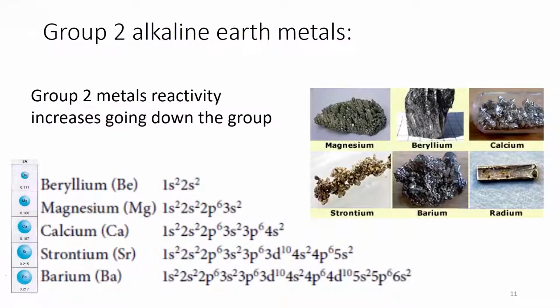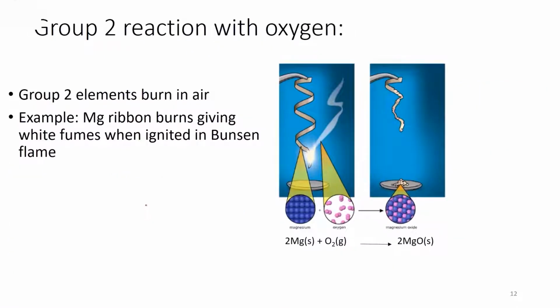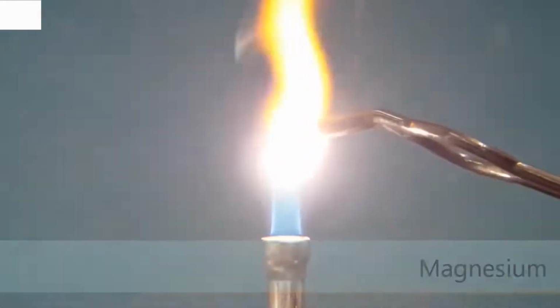This is why the attraction will decrease, and this will make it easier for group 2 to lose their two valence electrons, which means the reactivity would increase going down the group. So the atomic radius increases, the reactivity also increases, because you are decreasing the attraction between the valence electrons and the nucleus.